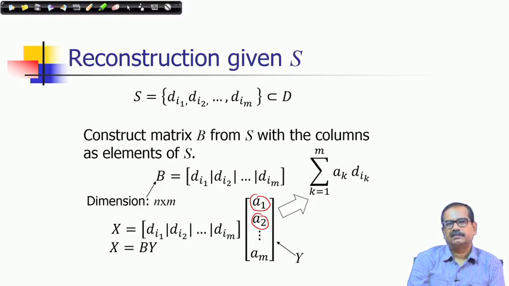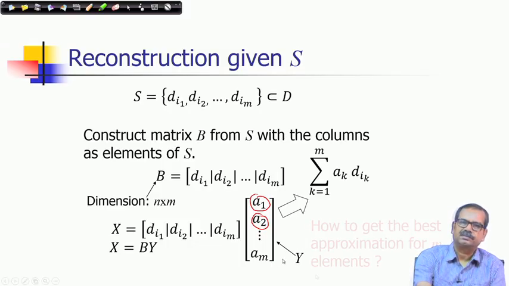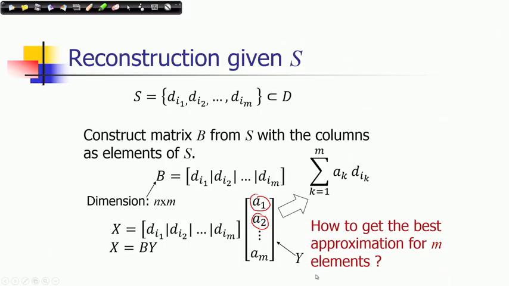B is the set of basis vectors, as I mentioned, formed from the dictionary, where each dictionary element is a column of B, and y is the corresponding list of coefficients with respect to each atom. So, y is the representation of x given this dictionary B. So, y is the transform of x, and this should be sparse. We would like to have y as sparse as possible. So, how to get the best approximation for m elements?